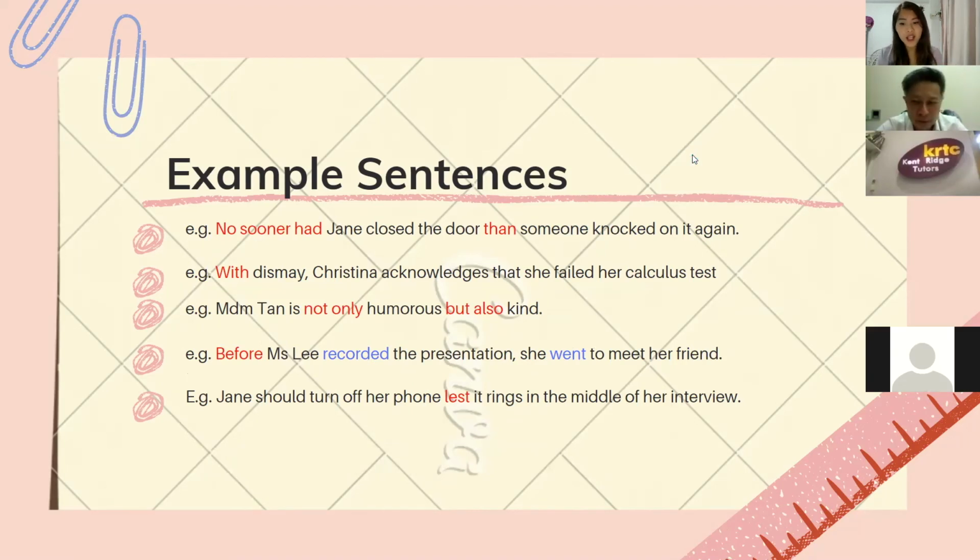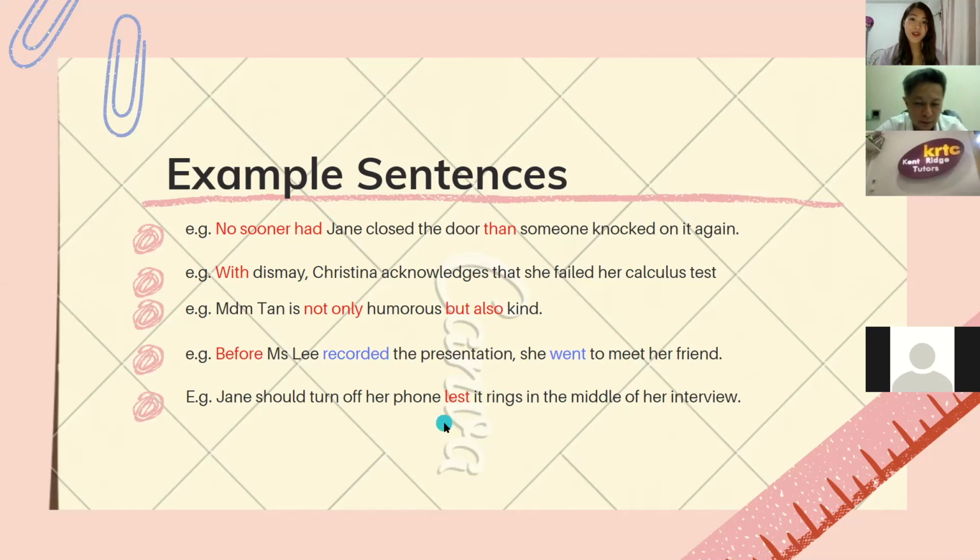Another question here. Jane should turn off her phone lest it rings in the middle of her interview. Okay, so for lest questions, this is a word that we don't use in conversations, right? It's very strange for us to see in a question. So one way to think of it is this just means in case. Okay, and in case means we need to make sure that we put something in place to prevent a certain bad result.